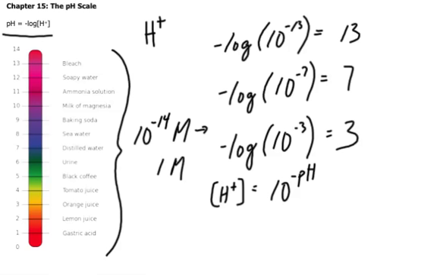So for example, if I said the pH of tomato juice is 4, what is the H+ concentration? You would plug that in and say, okay, 10 raised to the negative pH, which I said was 4. So 10 to the negative 4 molar is going to be the H+ concentration for tomato juice. That's it. That's the pH scale.